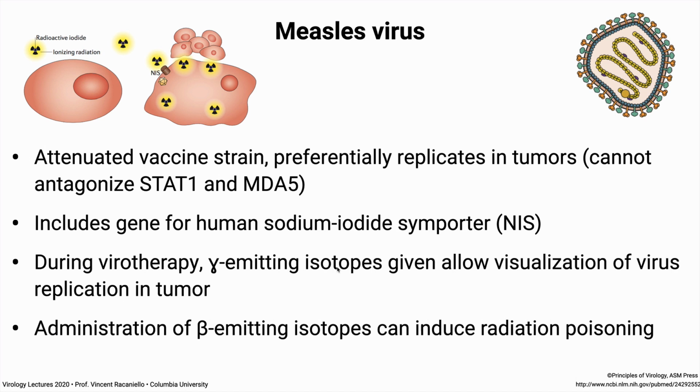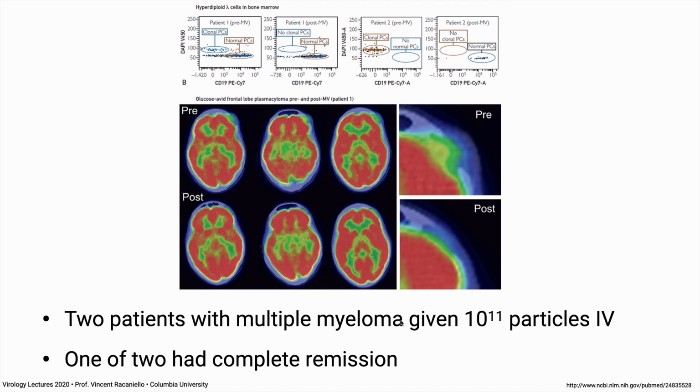You then give them a gamma-emitting isotope, which helps to see which cells are getting the vector, because the gamma-emitting isotope will go through the symporter into the cell. And then you can also give beta-emitting isotopes, which will go through the symporter and kill the cell as well. So the symporter is a way of visualizing the tumor and killing it. This has been used in treating multiple myeloma.